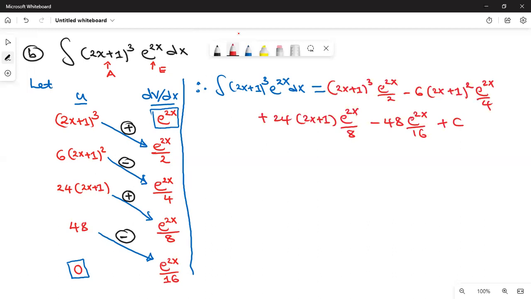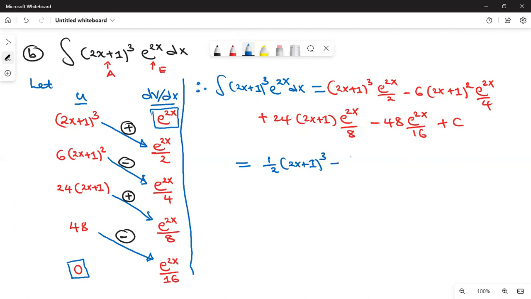And if I simplify this, you see exponential 2x is common. I can factor that out so that this can be written as 1 over 2 times 2x plus 1 cubed.